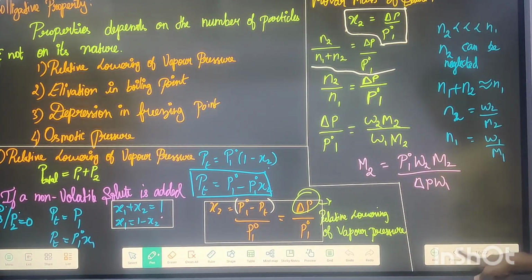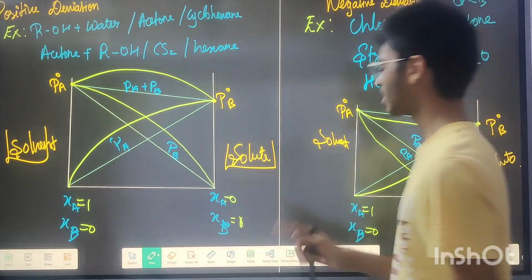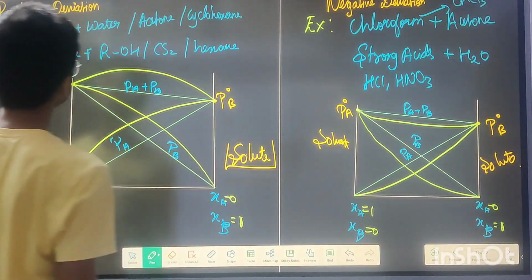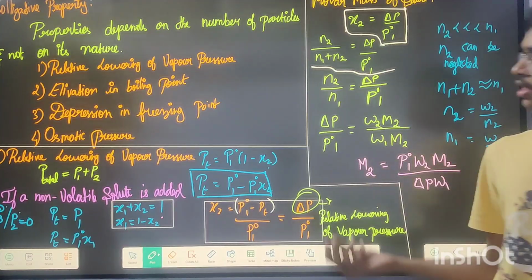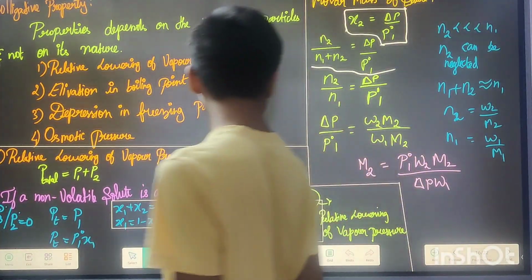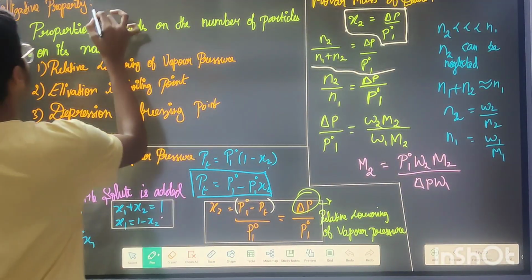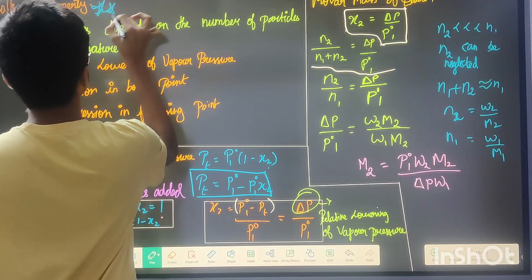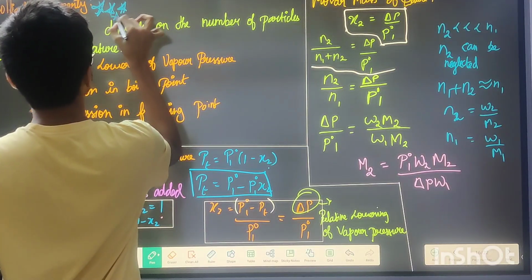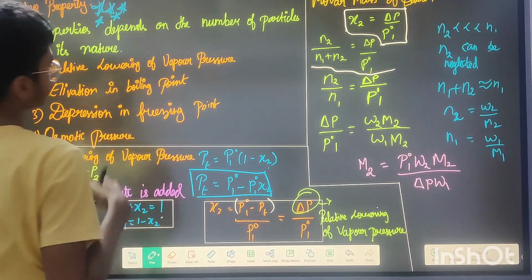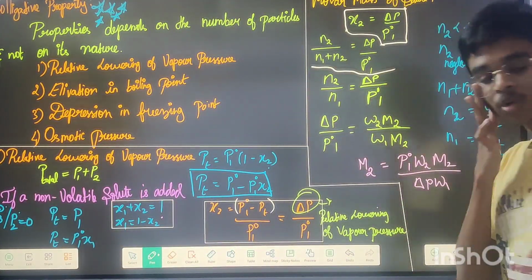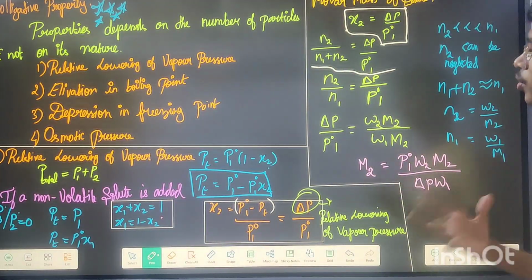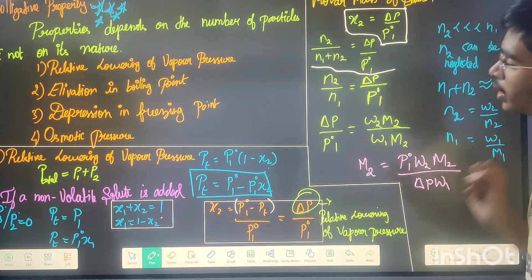That's it. This one we have successfully completed. We have completed positive and negative deviations. Now we have to enter into colligative properties, very, very, very important, 5-star. Then abnormal molar mass.